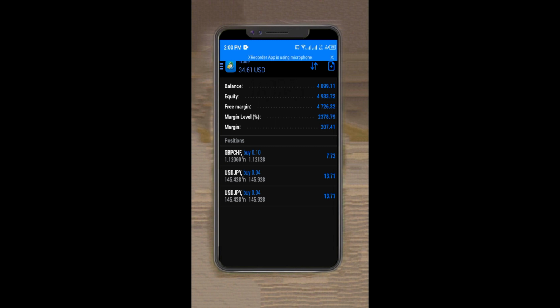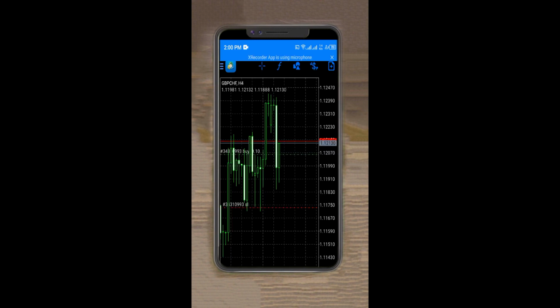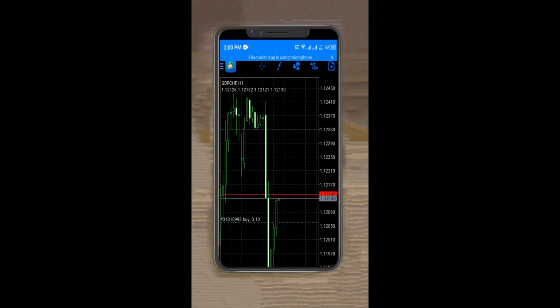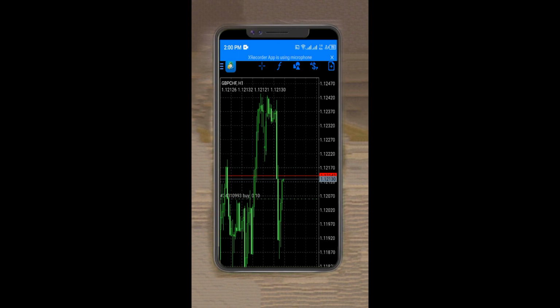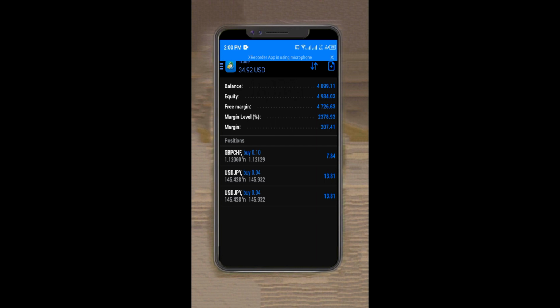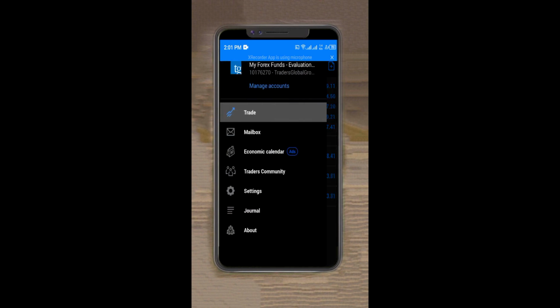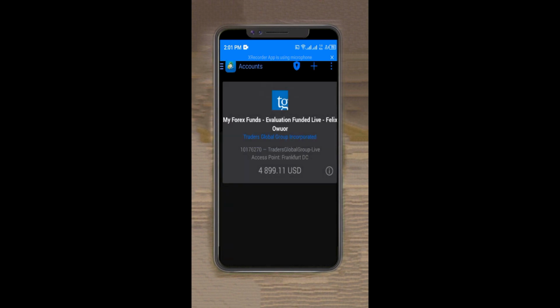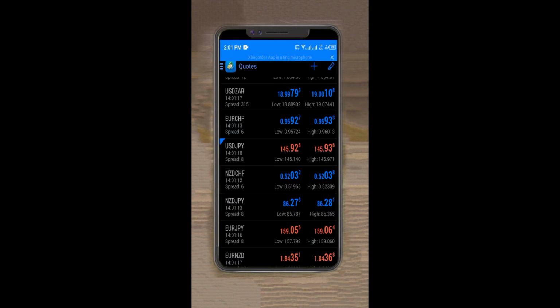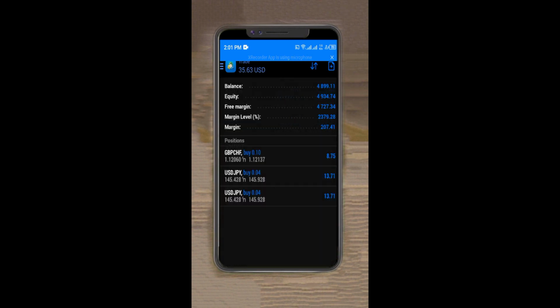And GBP Swiss franc, we can see that at least price has now entered our profit zone. We're up $7 and actually $8. So actually this is a real account, gang. I forgot this is a real account. If you can see Funded Live over there, this is a funded account. My Forex Fund funded live, as you can see over there. So just let it play out, gang.